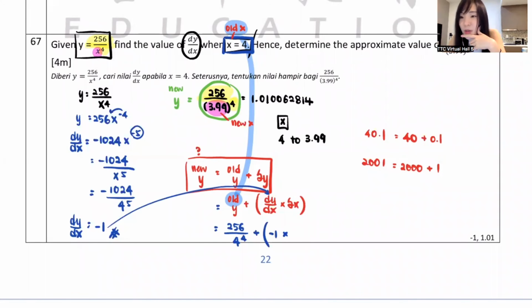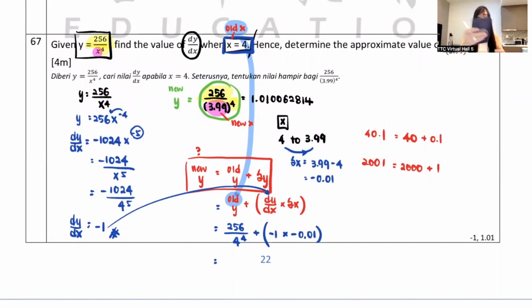Then can anyone tell me what is my delta x? Delta x is small change, right? What is my delta x? Very good, Ziqian, my dear. See, your x from 4 changed to 3.99. So your delta x is, don't tell me 0.01, okay? Because I already said, it's the back one minus the front one. Isn't it negative 0.01? You must put negative, you know.